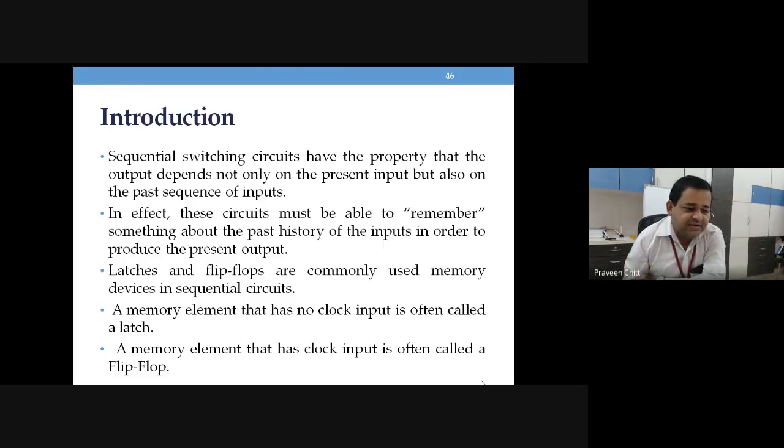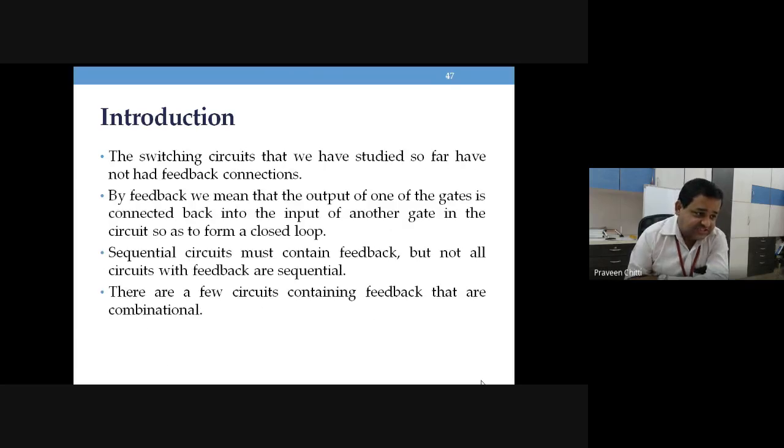A memory element that has no clock input, normally we call it a latch, and a memory element with a clock, we call it a flip-flop. So that is the major or basic difference between a latch and a flip-flop. Both are single bit memory devices. If the memory element has a clock, we can call it a flip-flop, and a flip-flop without a clock is called a latch.